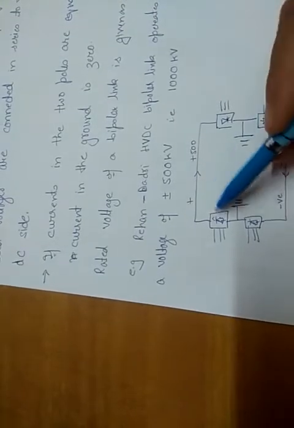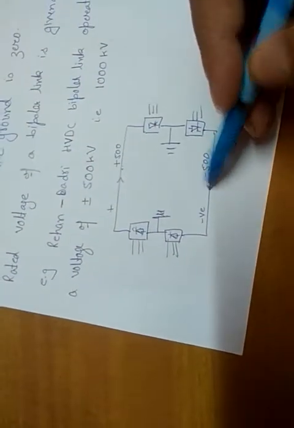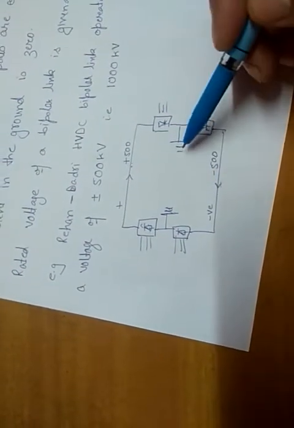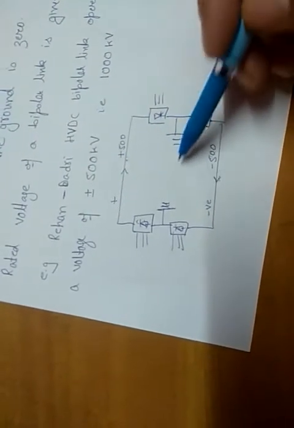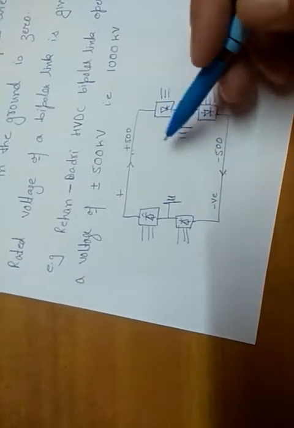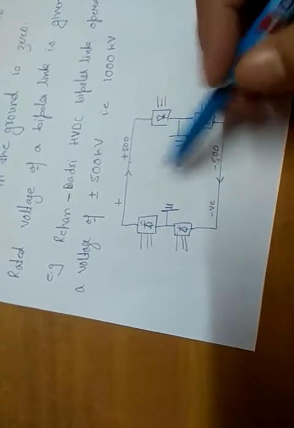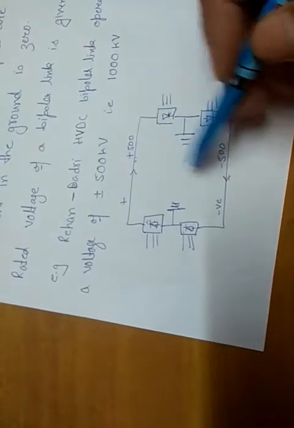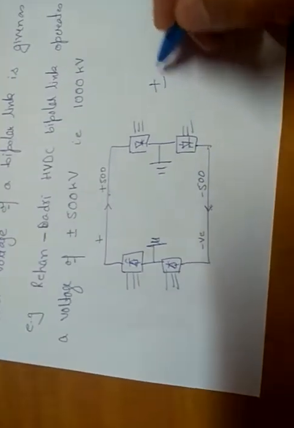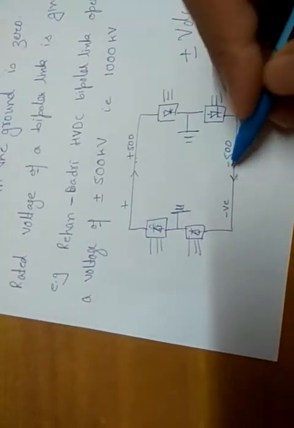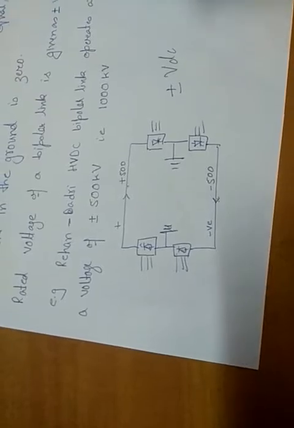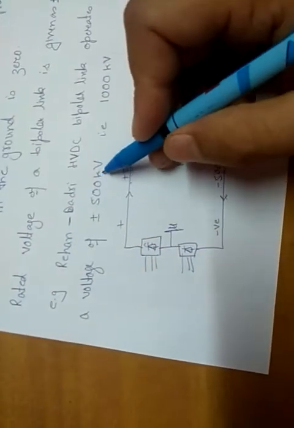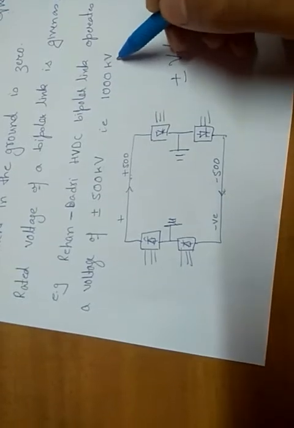So if current in the two poles, this is one pole and this is the other pole, are equal, what will be the current through the ground? The current through the ground at that time will be 0, and when the current through the ground is 0, we say that the bipolar link is operating under normal condition. Okay, and the rated voltage of a bipolar link is given by plus minus VDC. For example, the Rihand to Dadri HVDC bipolar link operates at a voltage of plus minus 500 kilovolt, or simply we can say 1000 kilovolt.